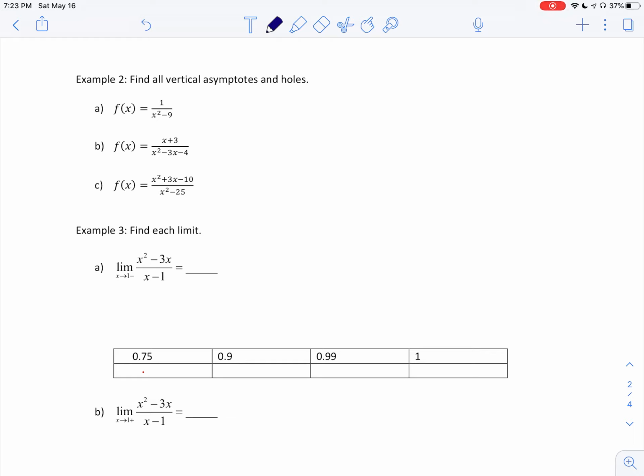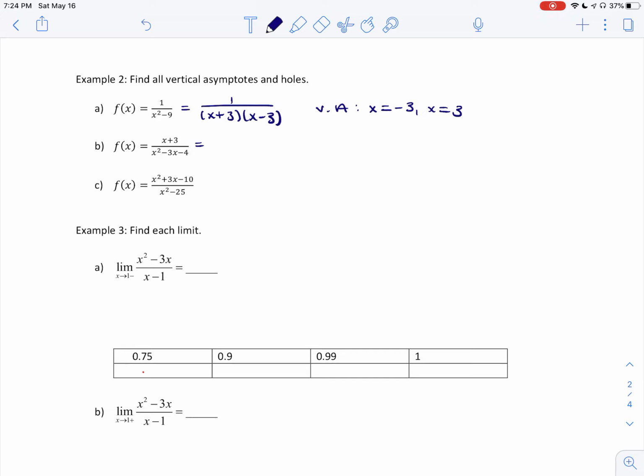All right, so let's take a look at example 2a here. In order to find vertical asymptotes and holes, we first need to completely factor our functions out. In this case, we can factor our denominator as a difference of squares. That's x plus 3 and x minus 3. There's nothing to cancel, which means we'll have two vertical asymptotes from the denominator at x equals -3 and x equals +3.